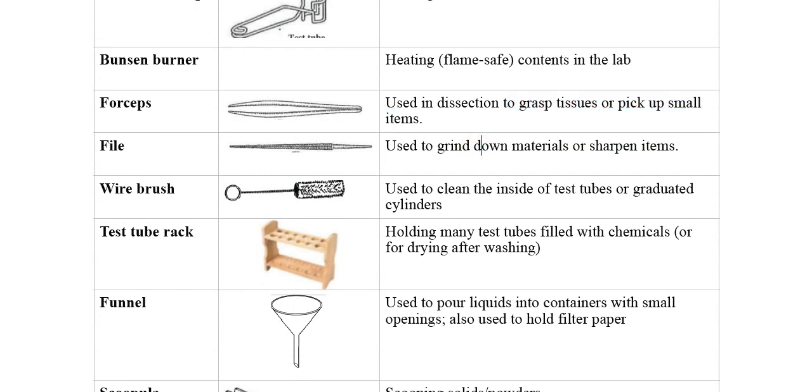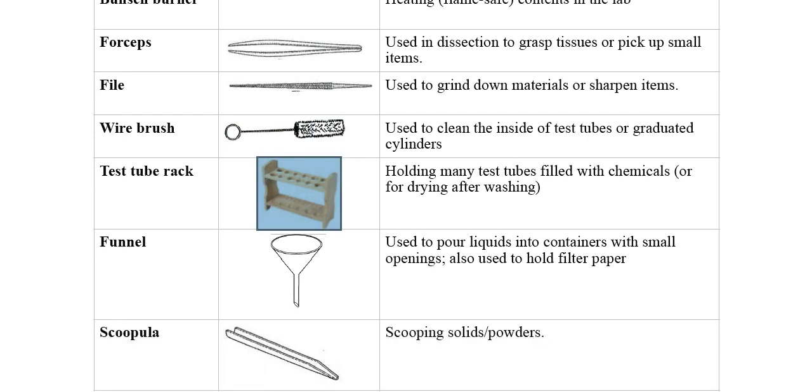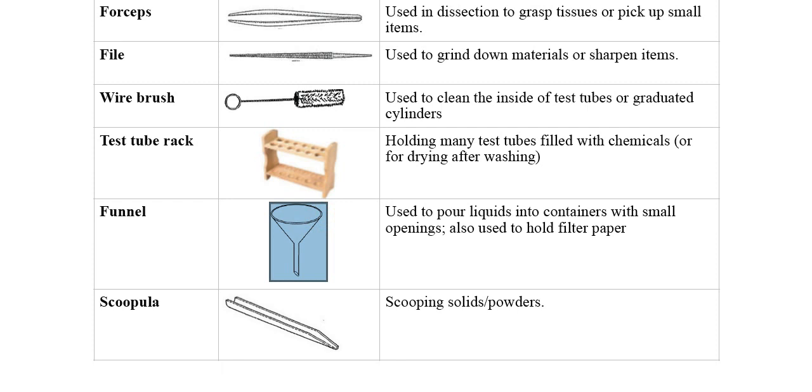File used to grind down materials or sharpen items. Wire brush used to clean the inside of test tubes or graduated cylinders. Test tube rack used for holding many test tubes filled with chemicals or for drying after washing. Funnel used to pour liquid into containers with small openings, also used to hold filter paper.